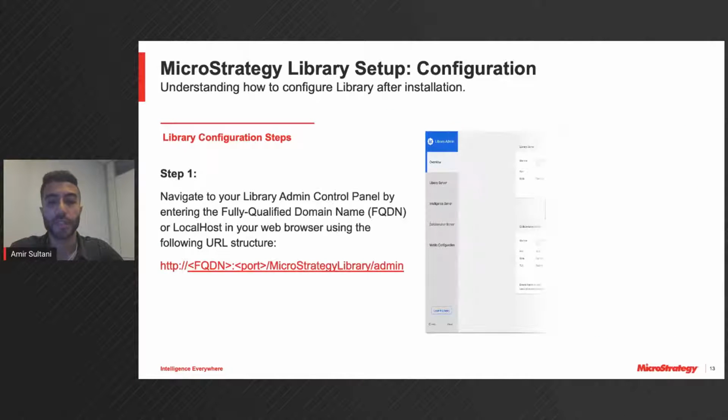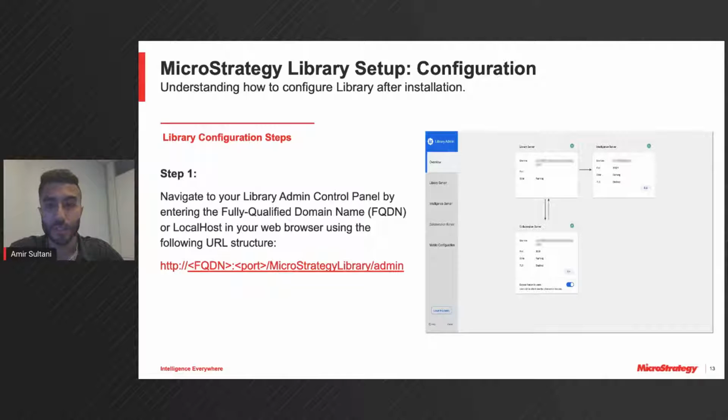So you've successfully installed the MicroStrategy software and all of its components, including MicroStrategy Library. You're now ready to configure the Library application, but how can you start this process? The first step in the configuration workflow is to access the Library admin page by entering either the fully qualified domain name, localhost, or IP in the URL address of your web browser.